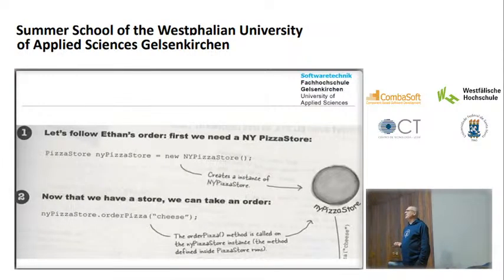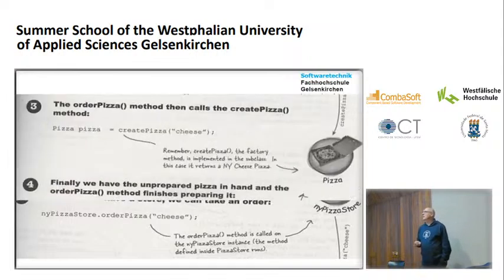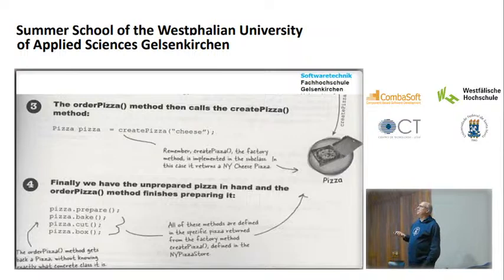Okay, let's look at Ethan's order. He says, I want a New York pizza store. On this store, I want a pizza. Now, if we have the store, we can order a pizza. I want to order a pizza and I want a cheese one. Okay? The next step is that we create the pizza with the create pizza method, and it's a cheese pizza.